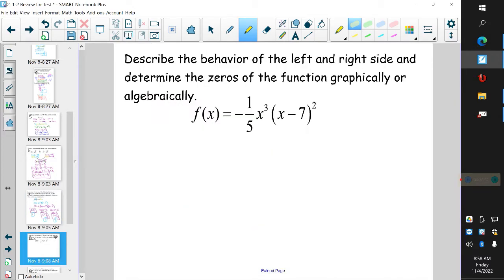Okay, next, describe the behavior of the left and right-hand side and determine the zeros of the function graphically or algebraically. Stay with me, please. Wouldn't you put it into two binomials first? I would not. It's asking for the left and the right-hand behavior. That's the leading coefficient test. So that is what it's asking you to do, is to find what the degree is.